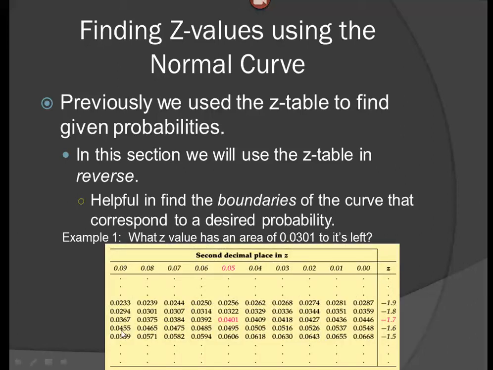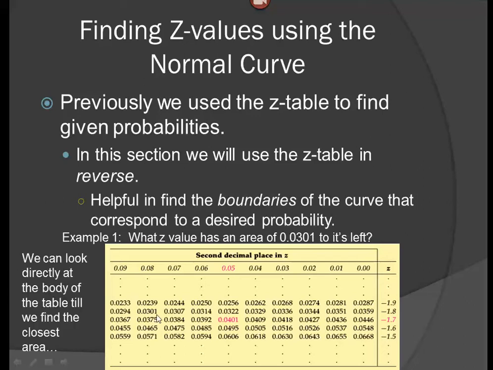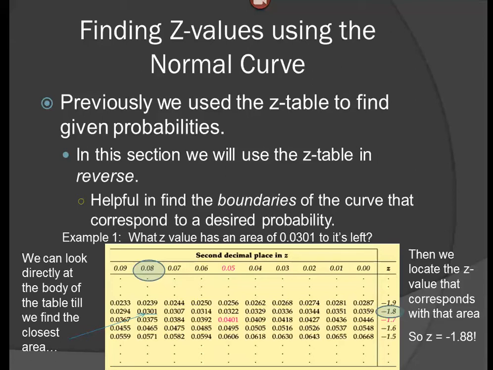and we look in the body, we look until we come as close to 0.0301 as we can. In this case, we can come right to it, 0.0301. Then we can locate what z-value it corresponds with. In this case, we have negative 1.8 and then 8 in the hundredths place. This tells me that my z-value that corresponds to having 3.01% to its left is negative 1.88.